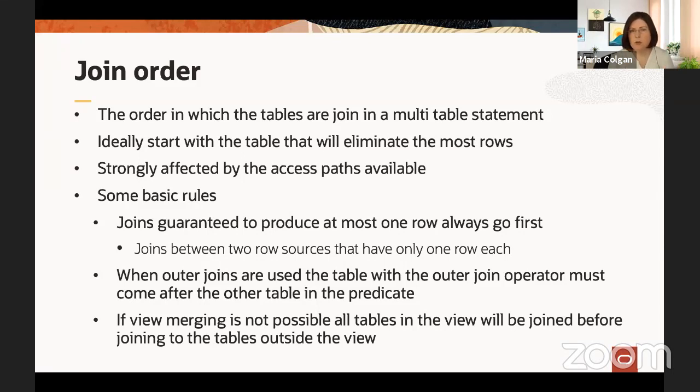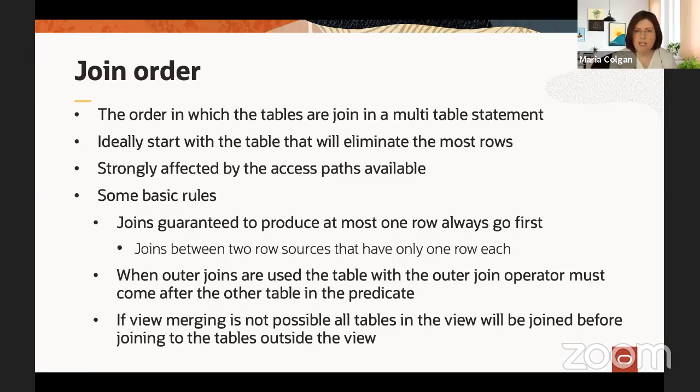The same is true if we use views in our queries. By default, the optimizer is going to try and do something called view merging, where it takes the definition of your view, the SQL statement that makes up your view, inserts it into the SQL statement we're looking at, and tries to optimize it as a whole. So it looks at all the different potential join orders between the tables in the view and the tables outside the view; all of that is considered.